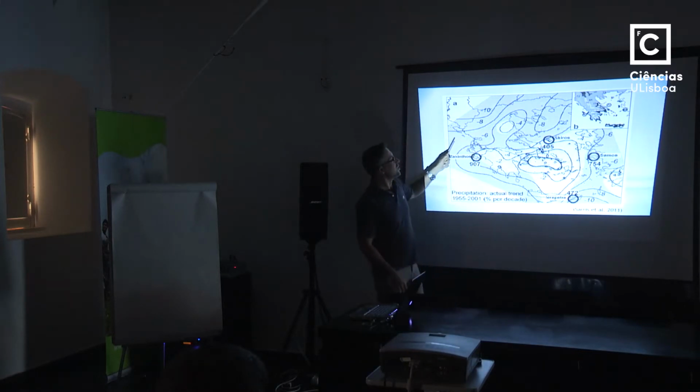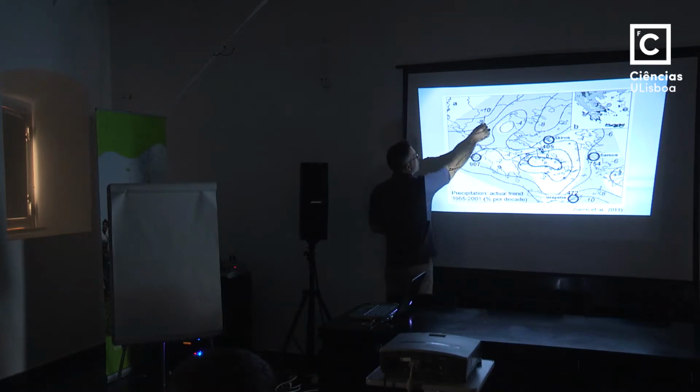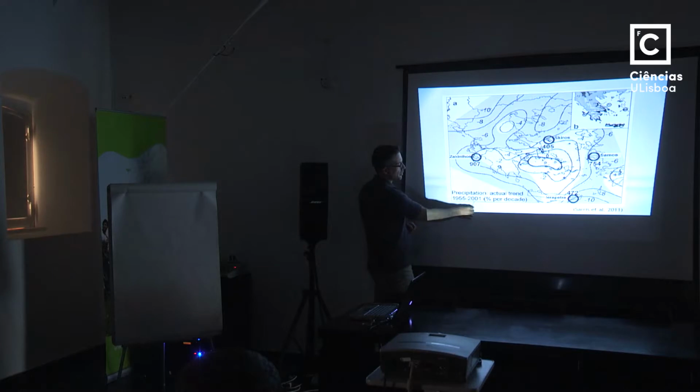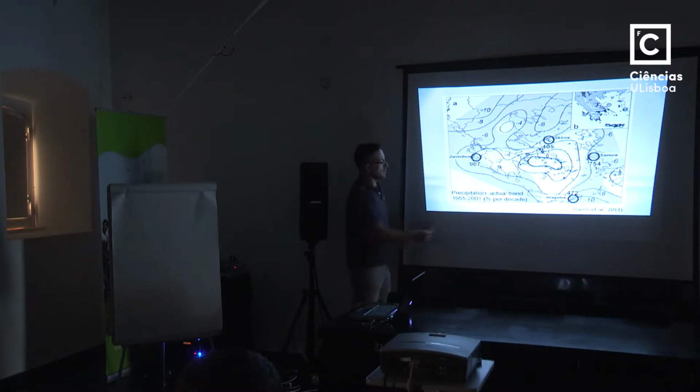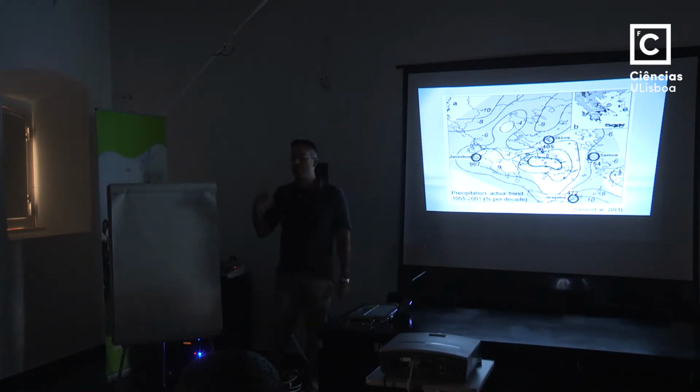Okay, but what we have here is the decline in precipitation that this part of the world received during this period, 1955-2001. So this is percent per decade. So 10 means that during this period, rainfall declined by 10% per decade.